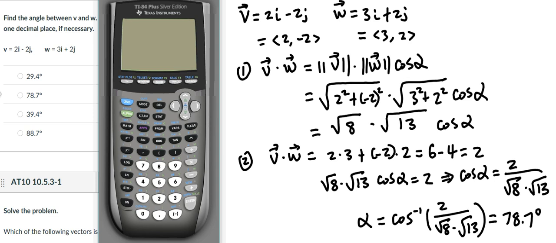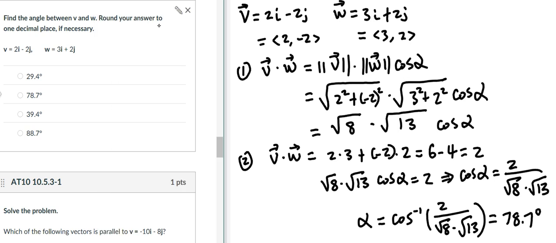Now, here we are given two vectors. We want to find the angle between vector v and w. Round your answer to one decimal place if necessary. One vector is v, which is 2i minus 2j. 2i minus 2j can be written as ⟨2, -2⟩ with sharp brackets.